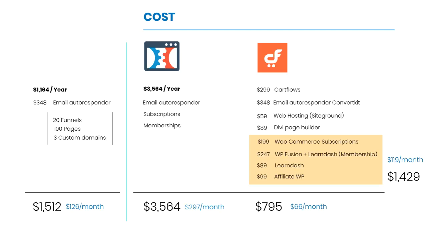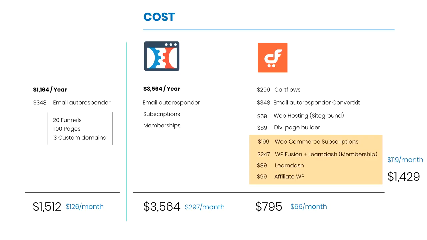Now, if you just want something really basic, this is an option that you could go with, but bear in mind, you won't have subscriptions, you won't have memberships, you won't have the email autoresponder, and all that good stuff. So if you have the basic plan on Clickfunnels, that's basically all you get. All you get is just 20 funnels, 100 pages, 3 custom domains, and you also have to get your own email autoresponder, and this will bring you to $126 per month.